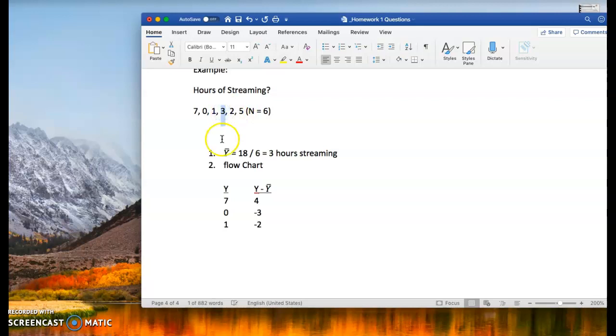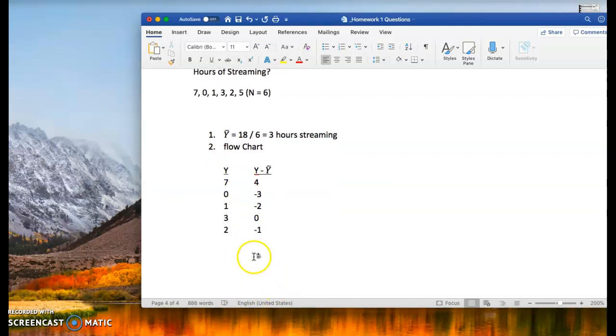If you're right on the mean, your deviation is 0. And this is what happens with our next score. The person who watches 3 hours, when we find their deviation, 3 minus 3, that comes out to 0. So then the next person watched 2 hours. Their deviation, 2 minus 3 equals negative 1. The next person watches 5 hours. 5 minus 3 comes out to 2.